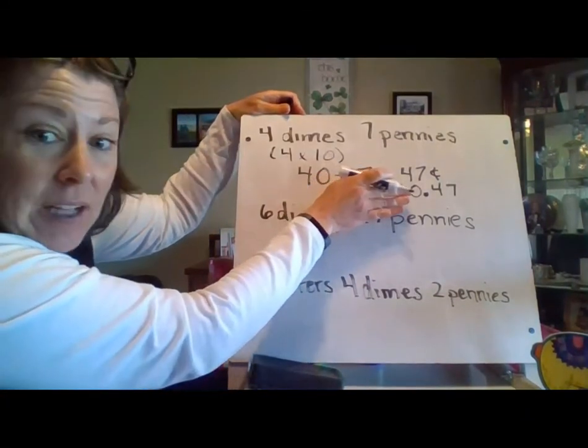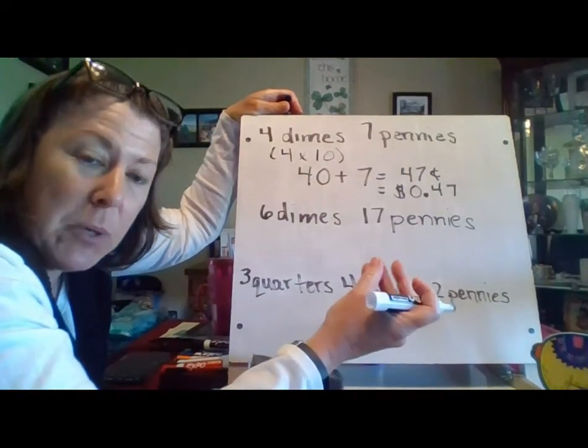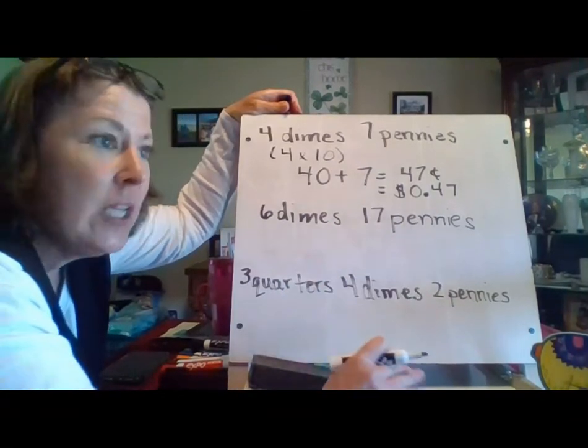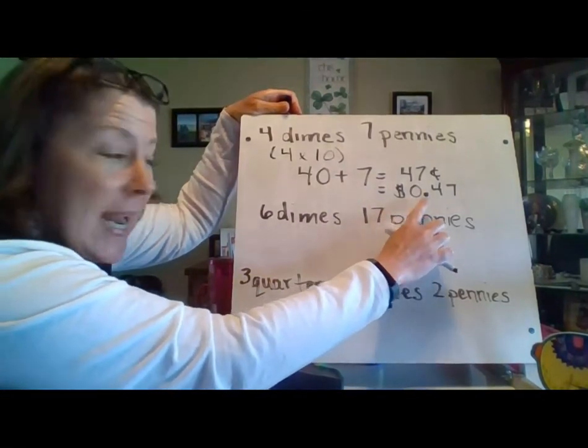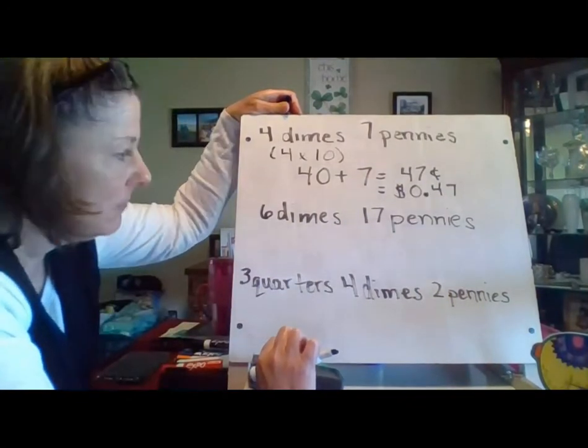If I didn't have the dollar sign there, that's how I would read it. But it's because that's the part of the dollar we have. We have 47 cents out of the whole dollar. So $0 and 47 cents.